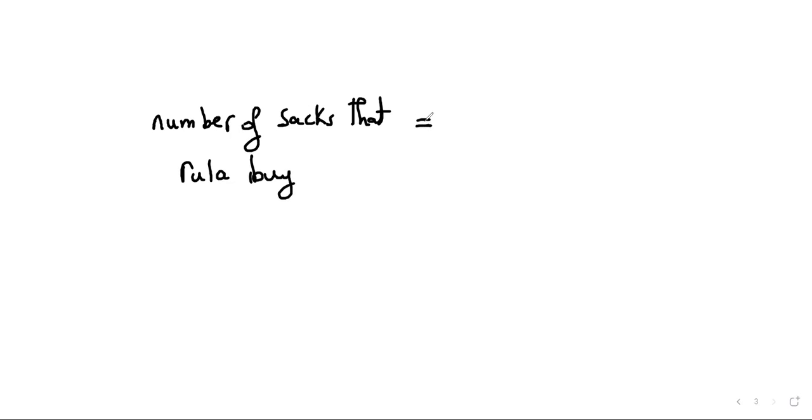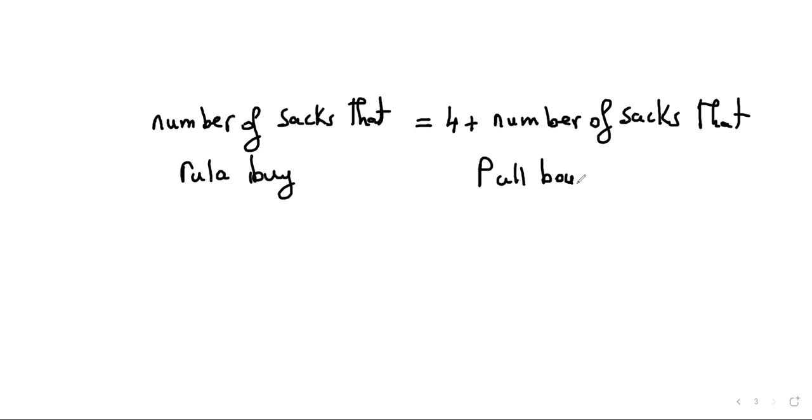Rula buys 4 more sacks than Paul. So I know that the number of sacks that Rula buys is equal to, so it's more than the number that Paul bought by 4, right? So it's 4 plus the number of sacks that Paul bought. Well, I have an expression for that.